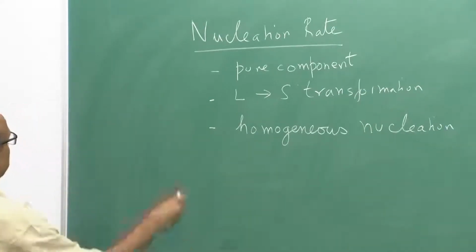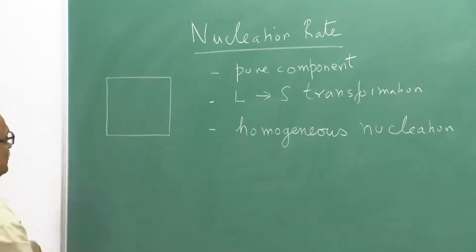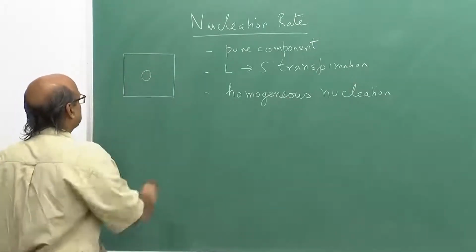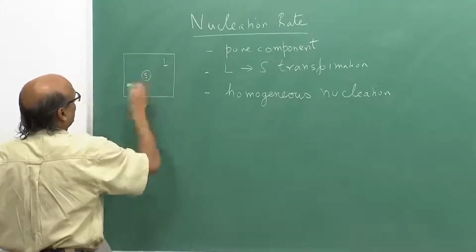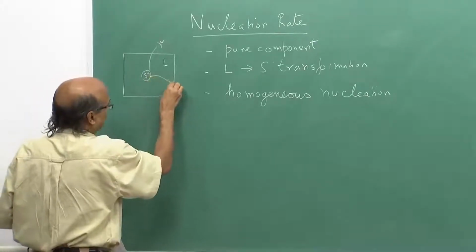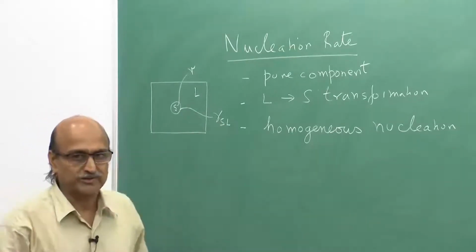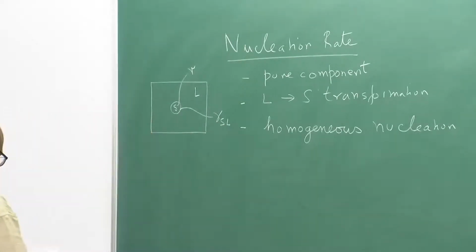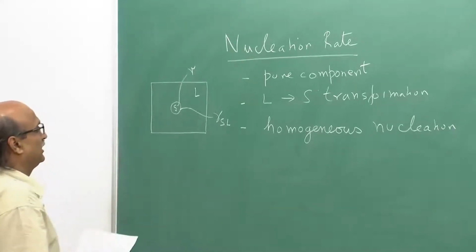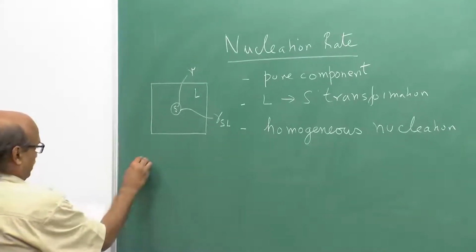So, homogeneous nucleation, as you have been told repeatedly, is that to begin with you have a liquid and a solid nucleates of a certain radius r, and there is associated with it a surface energy of the solid liquid interface gamma SL, and just to write down a couple of equations for reference.